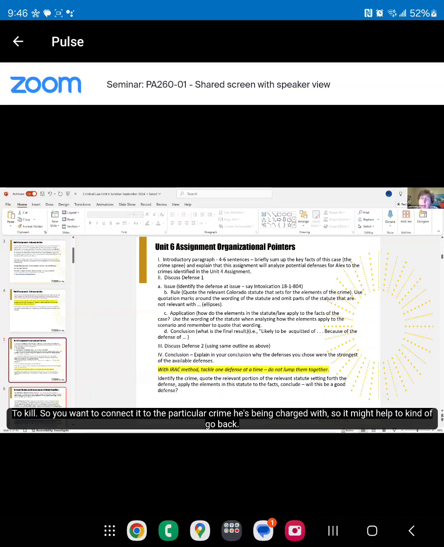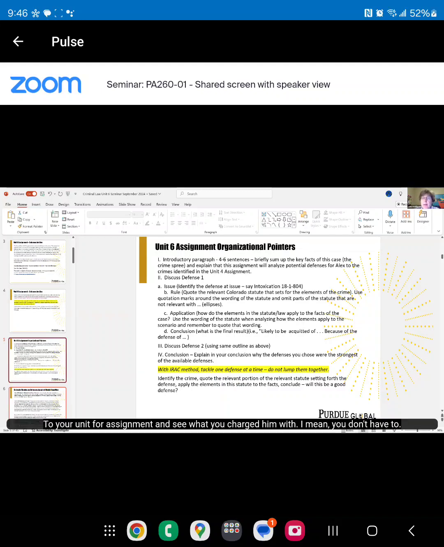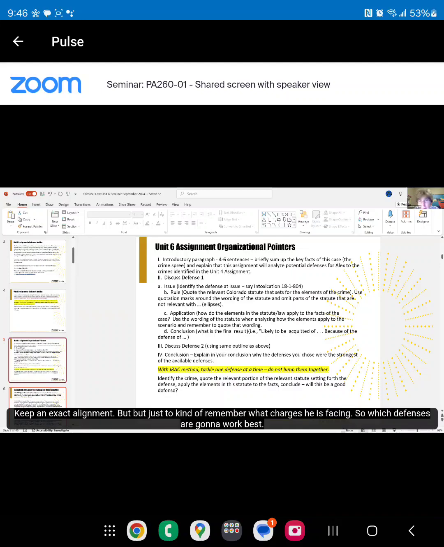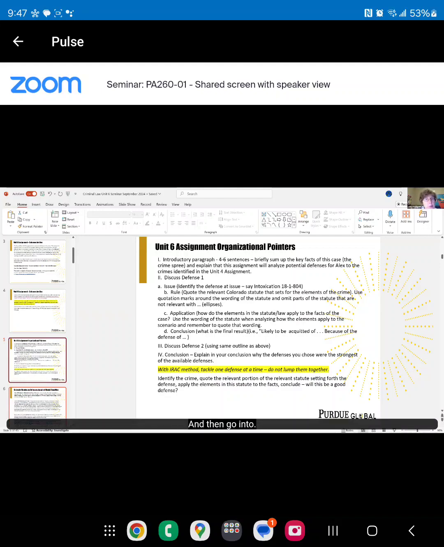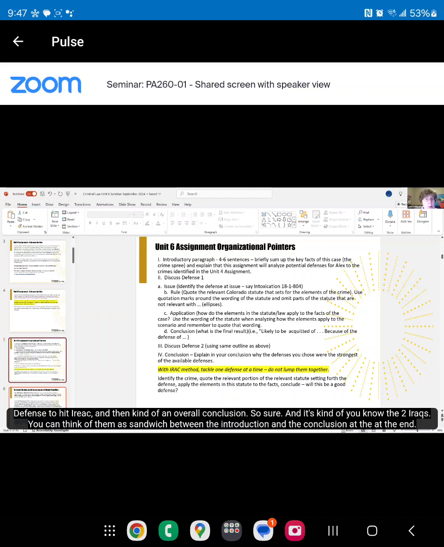So it might help to go back to your Unit 4 assignment and see what you charged him with. I mean, you don't have to keep an exact alignment, but just to remember what charges he is facing, so which defenses are going to work best. I think that's the best way to do it, is just a quick overview of the facts, not everything from the assignment, but just a quick overview to hit those key facts, and then go into the first defense and do IRAC, and then hit defense 2, hit IRAC, and then an overall conclusion.